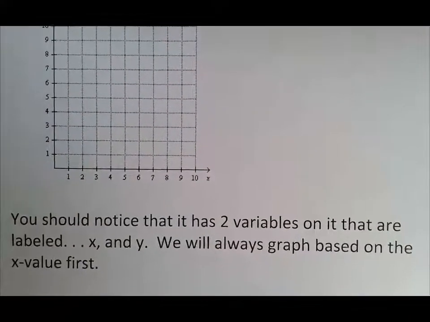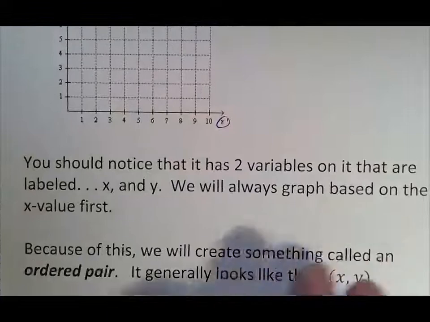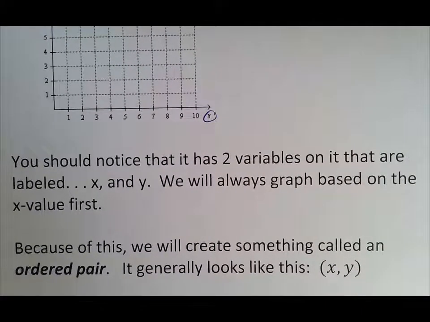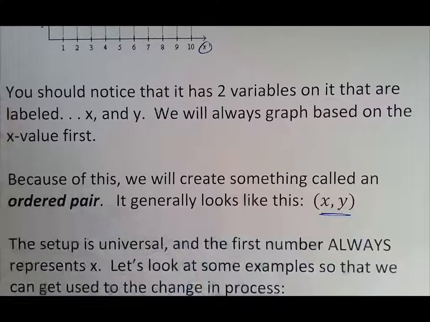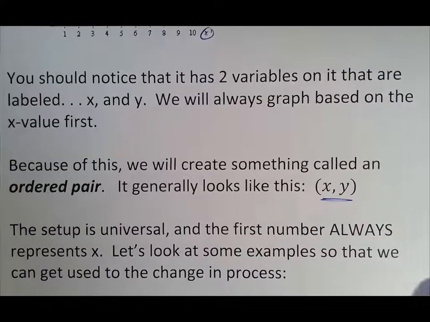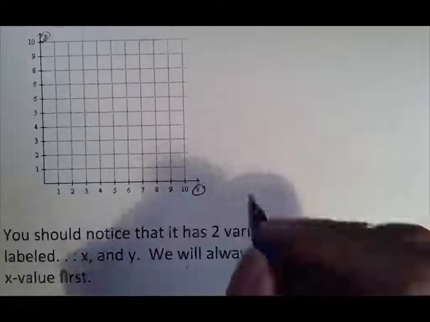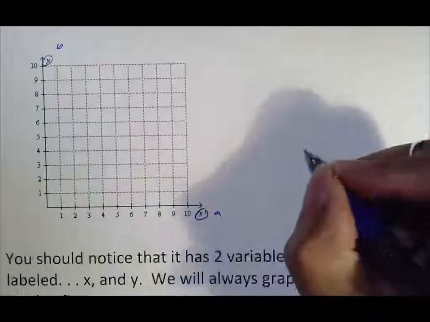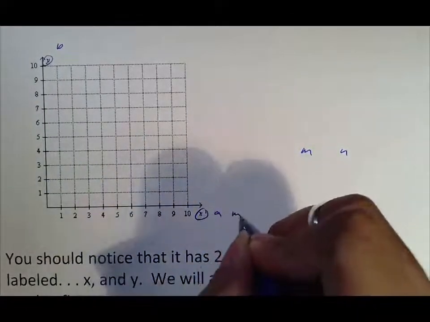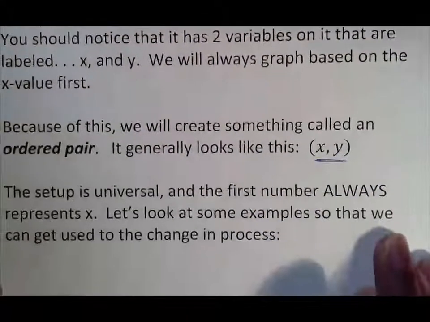So you should notice that it's two variables on it that are labeled x and y. Again, here's your x. Here's your y, and it tells you that typically on your graph, we will always graph based on the x value first. Because of this, we create something that we call an ordered pair. An ordered pair is two values in parentheses. The setup is universal. The first number always represents x, or whatever this first value is. Sometimes it's a and b, but again, it's always going to be alphabetized. If it was m and n, guess what? That would be your m. This would be your n. So it'll always be first and second no matter what you do.